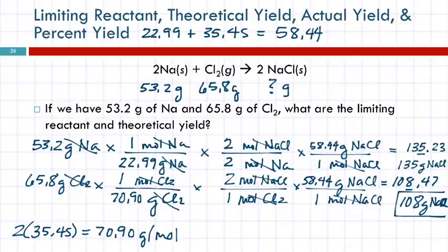And then the limiting reactant is the one that gave us that. So we find the smaller one and then just go back to the beginning of that equation, and that's our limiting reactant. Any questions?